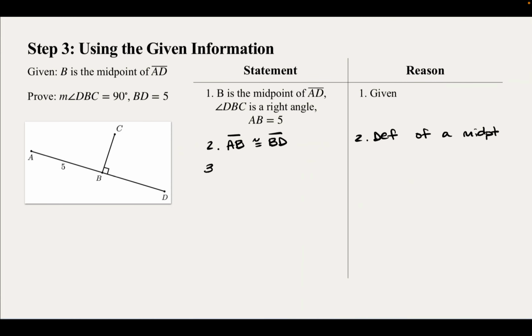What else do I know? If angle DBC is a right angle, well, that tells me that the measure has to be 90 degrees. And why is that true? Well, that's the definition of a right angle.